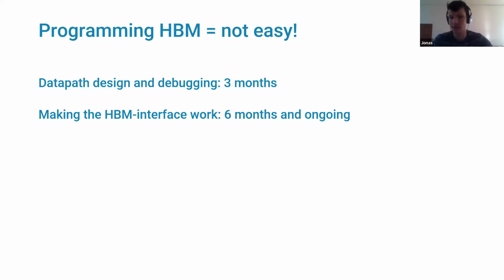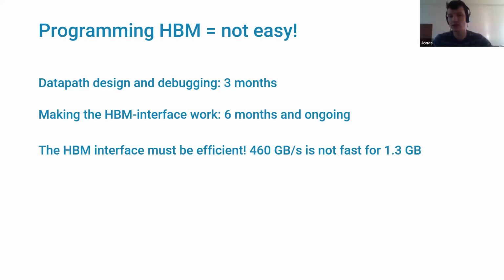And the reason for this is not that it just requires some experience with HBM, but simply that the HBM interface must be very efficient. As previously mentioned, 460 gigabytes per second, it's not that fast when you have to process 1.3 gigabytes. So you really need to get that best case throughput, and 460 gigabytes per second is the number that the manufacturer gives, but you will only get that in absolutely ideal circumstances. In normal circumstances, you will not get that.